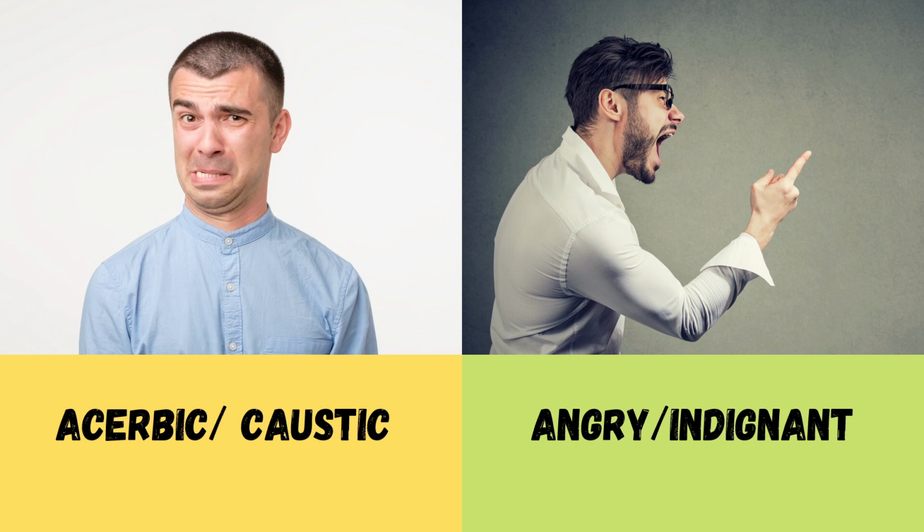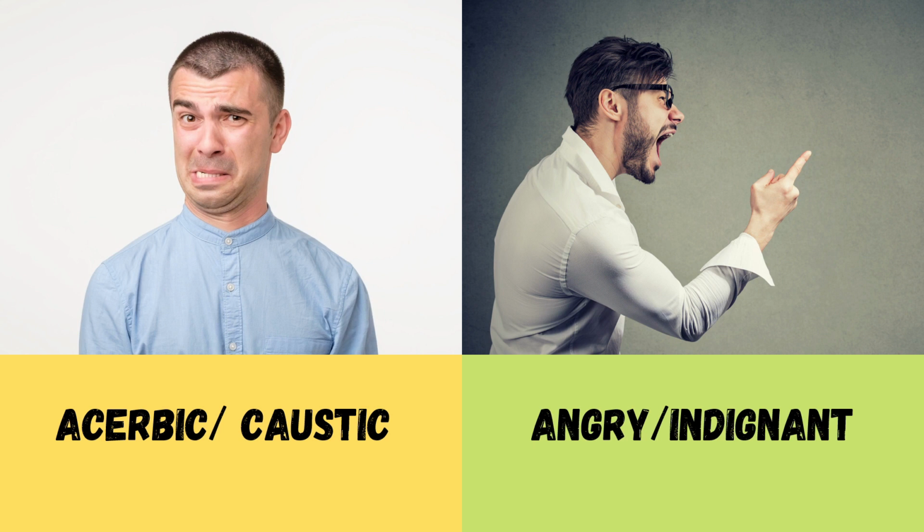The first one is acerbic, that is also known as caustic tone. So what does this mean? If any paragraph or if the entire passage is very harsh about any idea or about something, then we can say that the tone of that passage is acerbic. So acerbic means something that is bitter and very unpleasant and harsh.